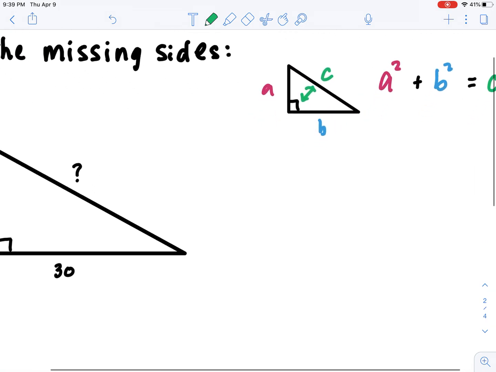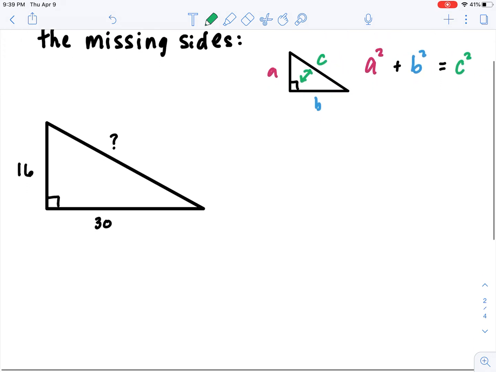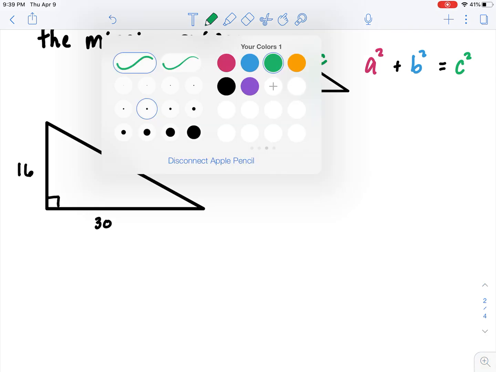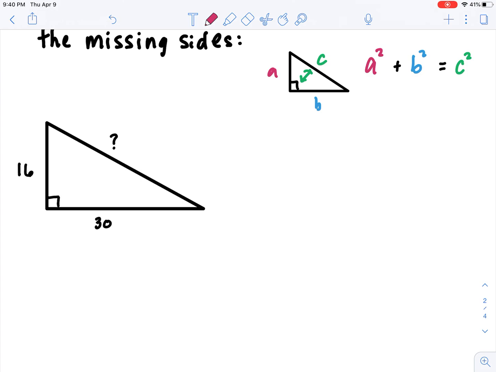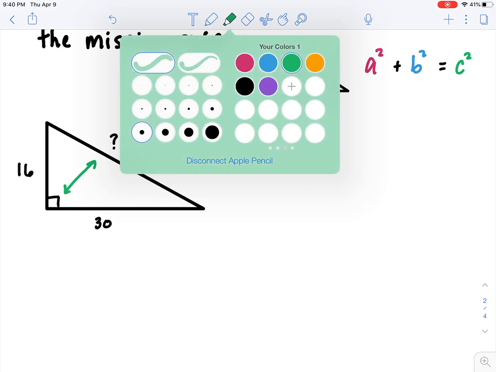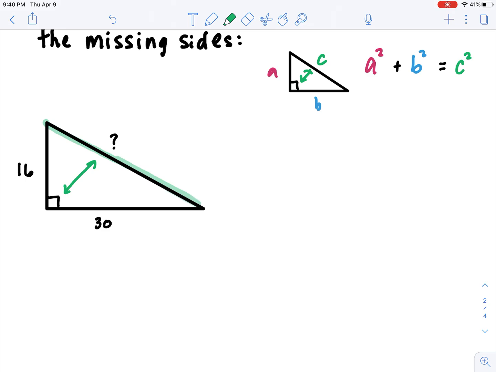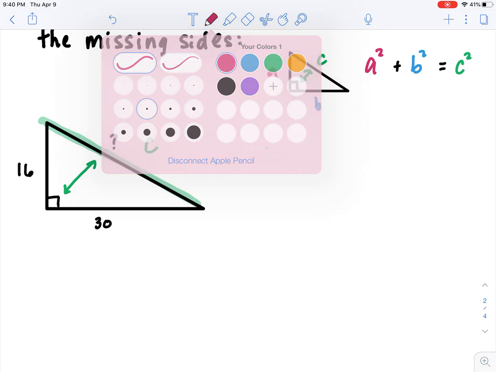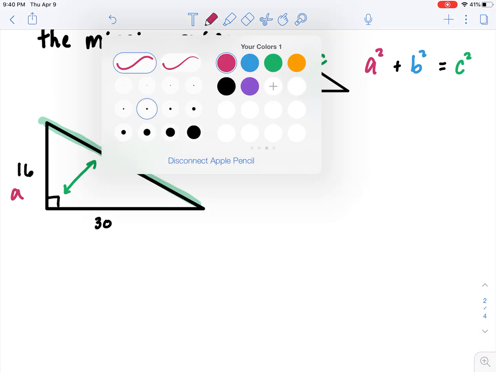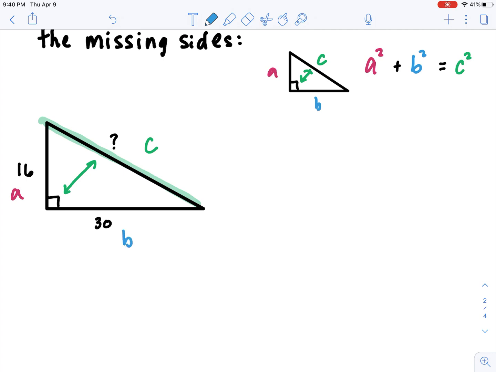Okay, so let's look at our first triangle. Let's start by identifying A, B, and C. So I see that this side here is across from my right angle. So this side is going to be my hypotenuse. That's C. Then it doesn't matter which of the other 2 we choose to be A or B. So let's just choose 16 to be A and 30 to be B.